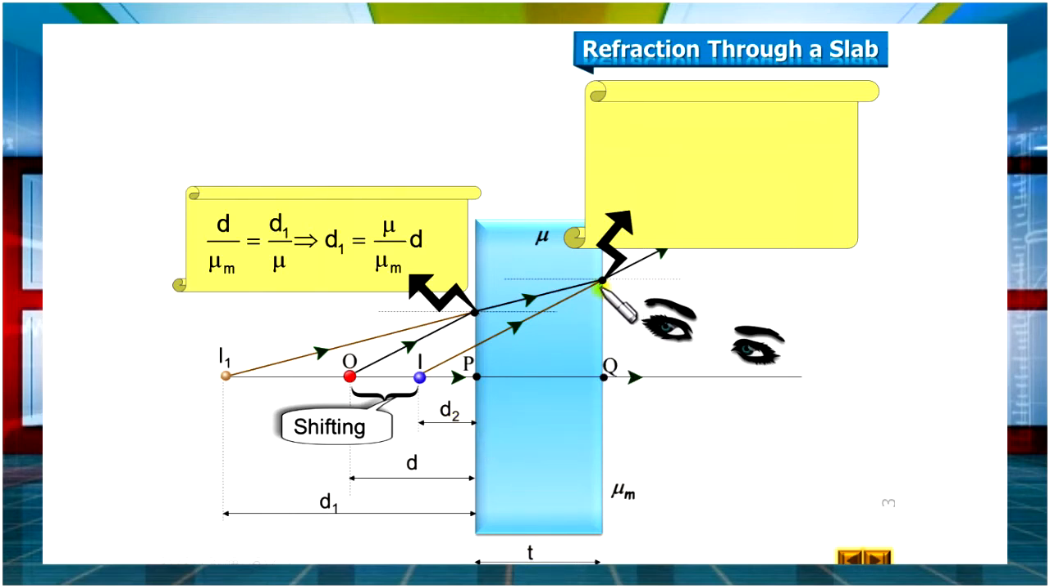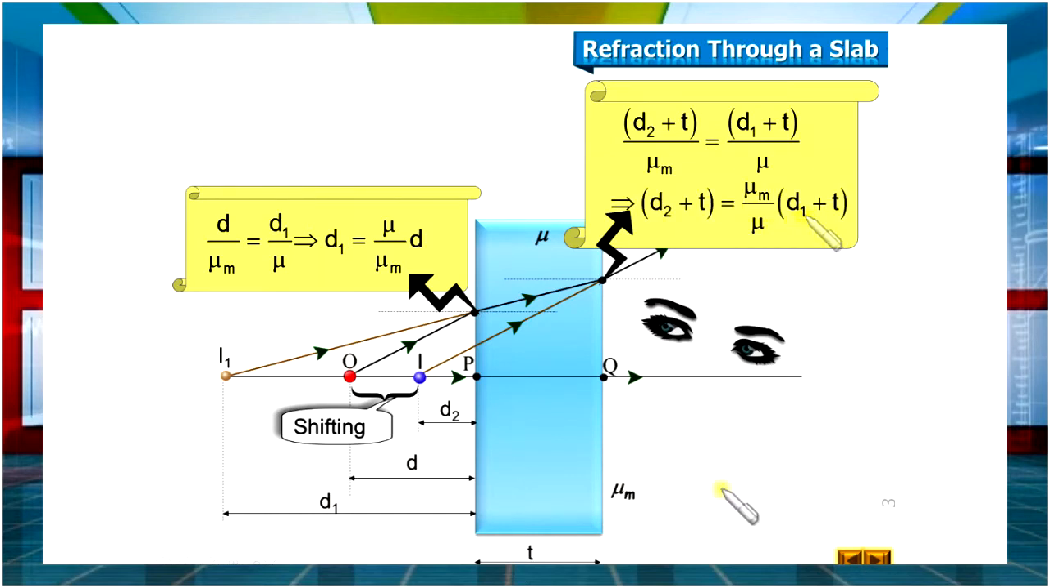So here we can write (d2 plus t) divided by mu m is equal to (d1 plus t) divided by mu. That means d2 plus t is equal to mu m divided by mu multiplied by (d1 plus t), right? So here we got the value of d1, the position of the image formed by the first surface, and the position of the image formed by the second surface from this surface, that is d2 plus t. Now we are in a position to find the value of the shifting.